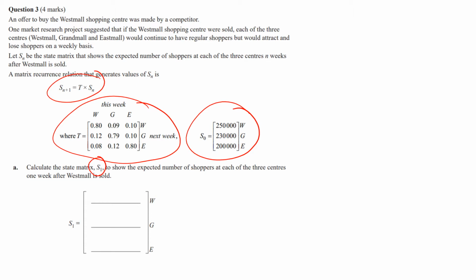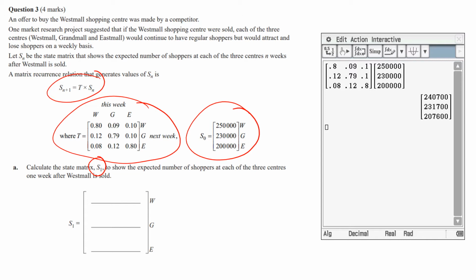Time for the calculator on that one. There you go. You can put it straight in. You don't even have to put any labeling for T and S in there, and you'll get those numbers, and you just stick them into the answer. 2407700, 231700, and 207600. All done.